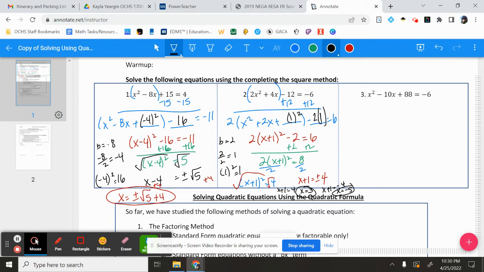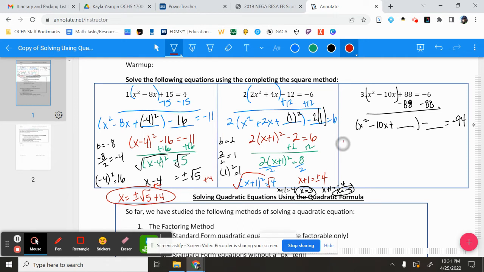For number 3, same process. Group together the things that are alike, so the x squared and the 10x, and we're going to get rid of the thing that is not alike, which in this case is negative 88. We'll subtract 88. So I'll be left with x squared minus 10x plus something, and then I have to take something out, and that's going to equal negative 94.